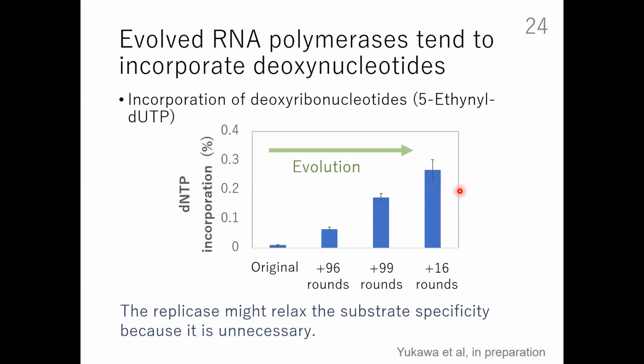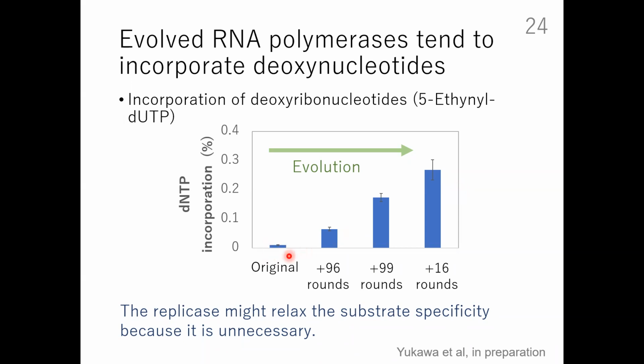Okay, here is the last result. It may be interesting. I think that one of the next important challenges for the RNA replication system is the transition from RNA to DNA. For the transition, the RNA polymerase we are using has to synthesize DNA. So we compared the DNA synthesizing ability, or deoxyribonucleotide incorporation ability, of the RNA polymerase that appears in the course of evolution.